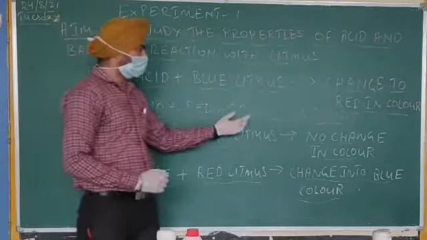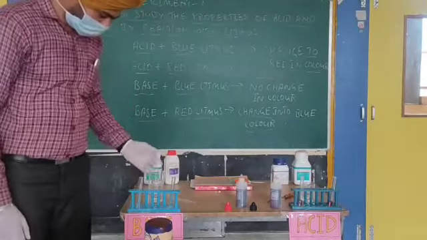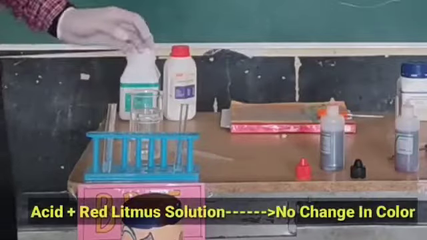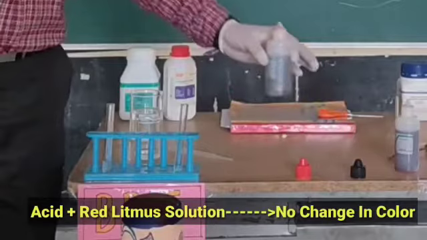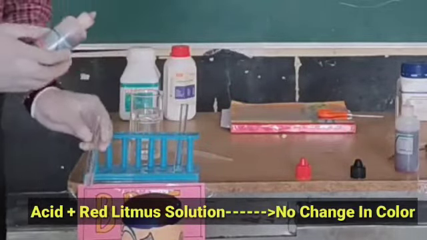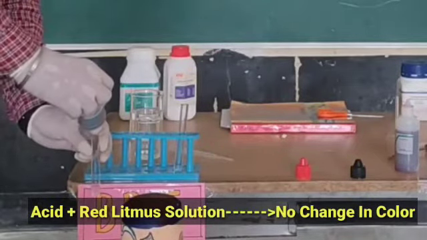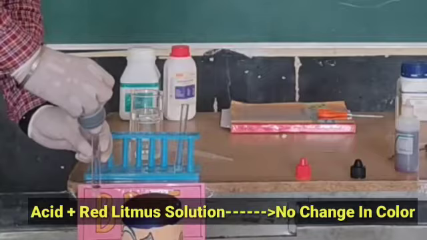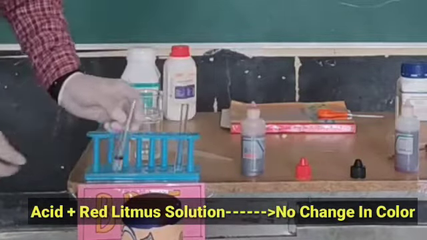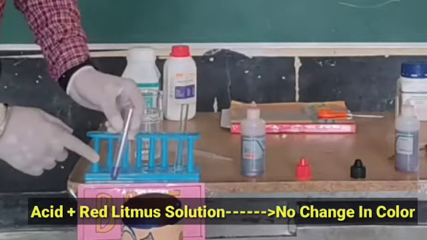change the red litmus. Okay, now students, in this side we have the base in both of these test tubes, and now see what happened to the base when we add the red litmus. So it's clearly seen that when we add the red litmus to the base, its color changes to the blue.